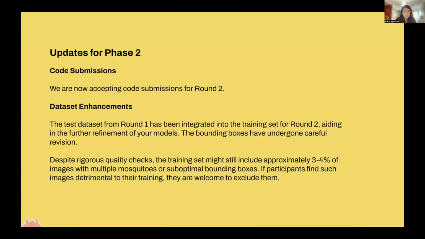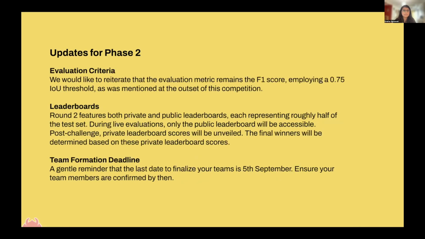And there have also been changes to the data set. There was some feedback regarding images with multiple mosquitoes and suboptimal bounding boxes. So we have tried to remove them in the training set, and there might still be 3 to 4% of such images, but overall the quality of the image data set has been improved for the new phase. So that should help train your solutions better. And in case you find such images, feel free to exclude them from your training.